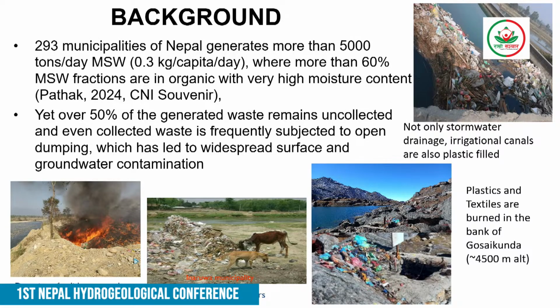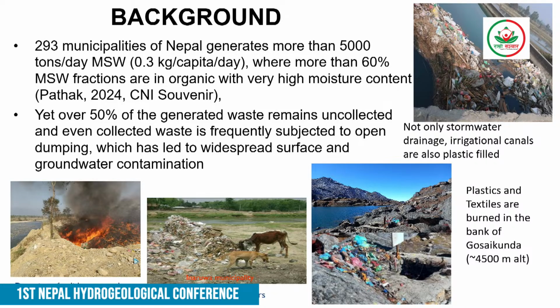Okay. This is the background. We have 293 municipalities, and we generate more than 5,000 tons of municipal solid waste. Out of that, almost 60% is organics, which degrade and are one of the leachate-generating wastes. And in Nepal, almost 50% of the total waste generated is not collected.